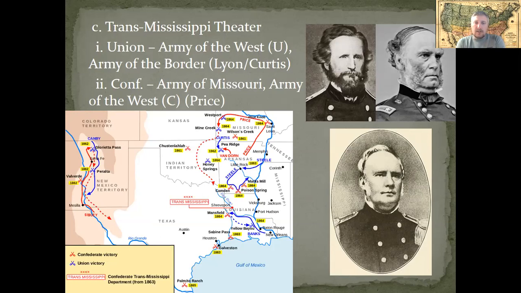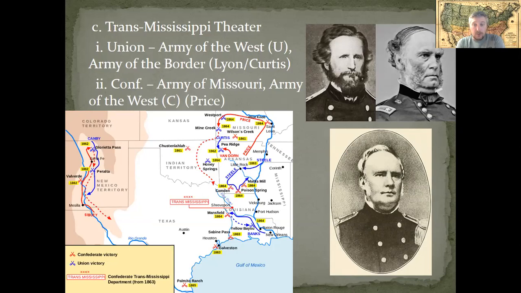The Union Army in this theater is called the Army of the West or the Army of the Border. We will see both of those names. Initially, it's led by General Nathaniel Lyon, who would become the first Union general killed in the Civil War. Later on, General Curtis will take over and control Union forces.